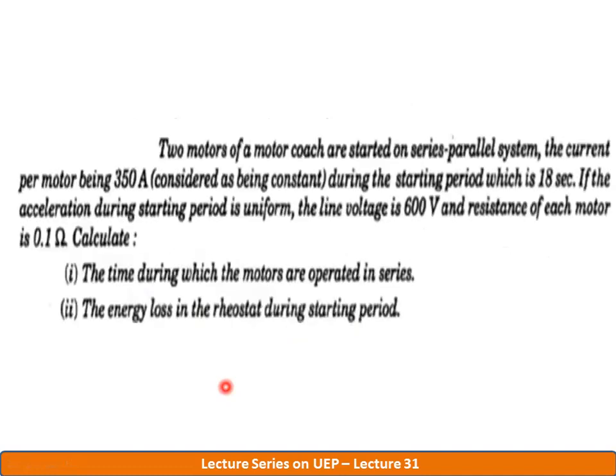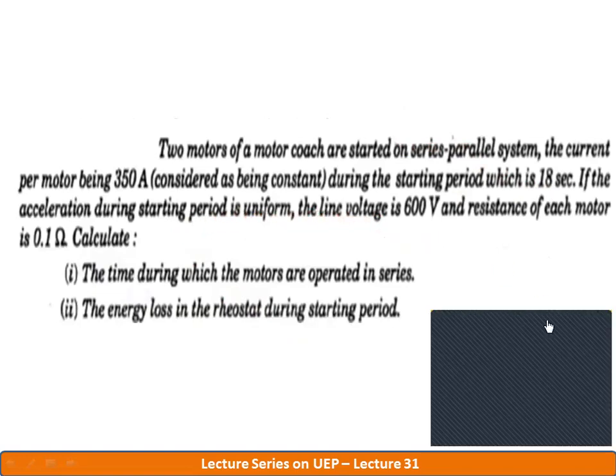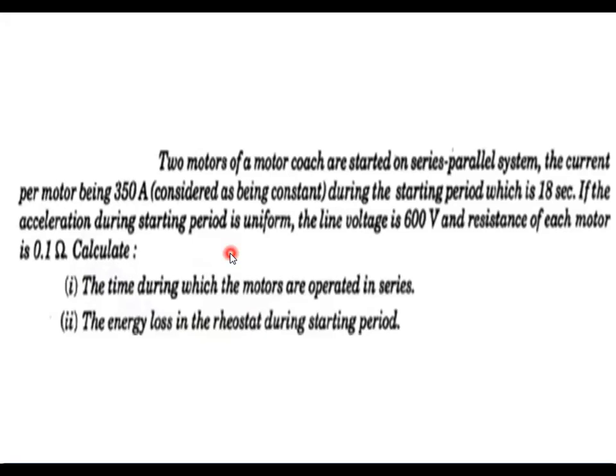The next problem. The two motors of a motor coach are started in series parallel system. The current per motor, being 350 amperes, is considered constant during the starting period, which is 18 seconds. If the acceleration during the starting period is uniform, the line voltage is 600 volts and the resistance of each motor is 0.1 ohm. Calculate the time during which the motors are operated in series, Ts, we need to find, and the energy loss in the rheostat during the starting period.